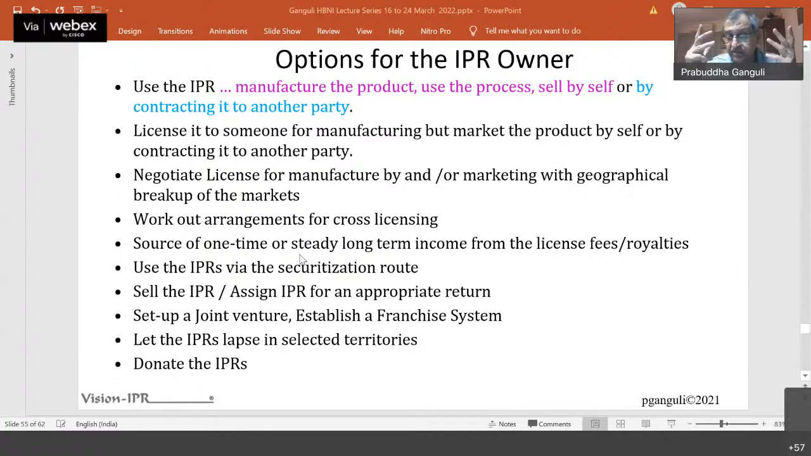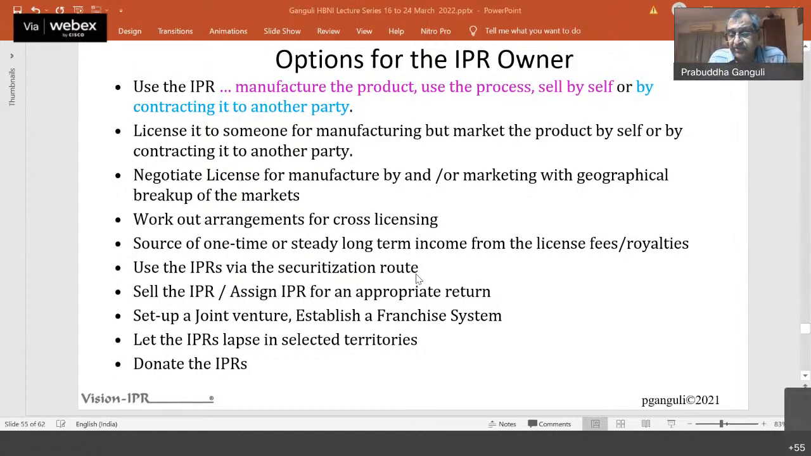So like gold, you can take it to the bank, you can take it to a financial institution, and you can actually mortgage it for securitization purposes. So you give your patent, the bank or the financial institution holds it and gives you money against that. So it can be through the securitization route. Very important. You can see how much it can do.